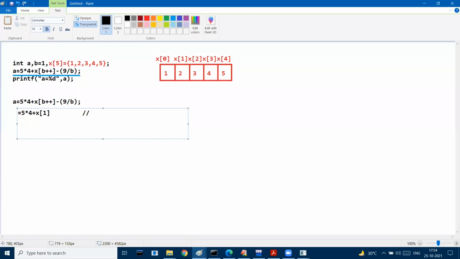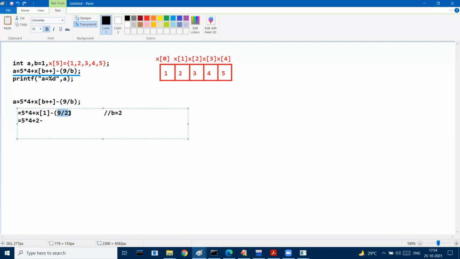But internally, b value will change from plus plus. So that means b value will change from 1 to 2. Minus 9 by, when I come here, I need b value. What is the updated b value? 2. The updated b value is 2. Now here, next line, first let me put the value 5 into 4 plus x of 1. Check it out, guys. X of 1 value is what? 2. Minus, see here, 9 by 2.